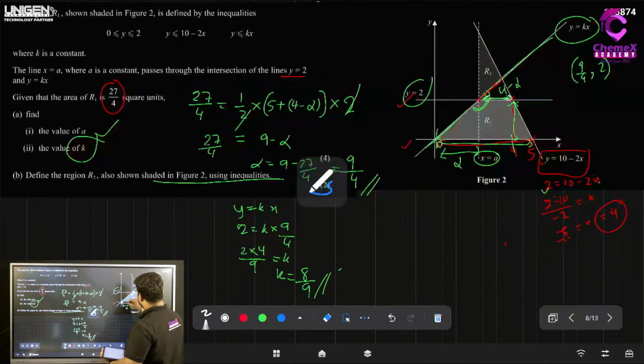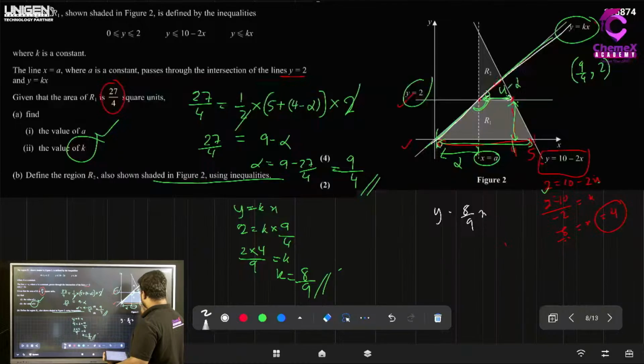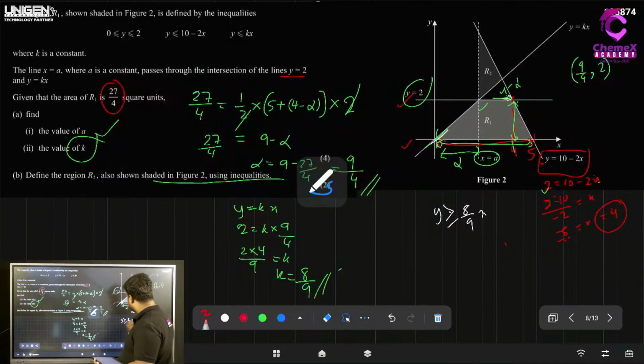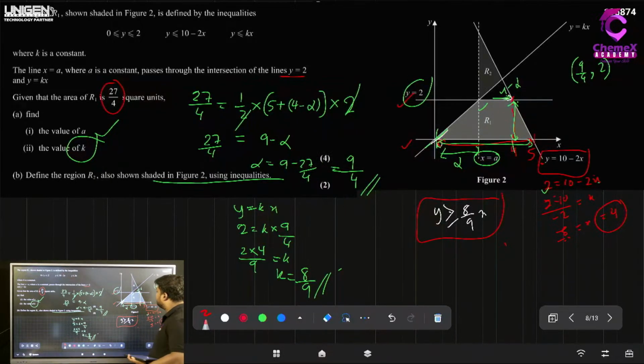So can you see it's above this line? So y is 8 over 9 x. It's above this line means y is larger than or equal to that line. Do you understand or not? So y is larger than or equal to 8 over 9 x. Next, it's smaller than this line. So what is that line? Y is smaller than or equal to 10 minus 2x.